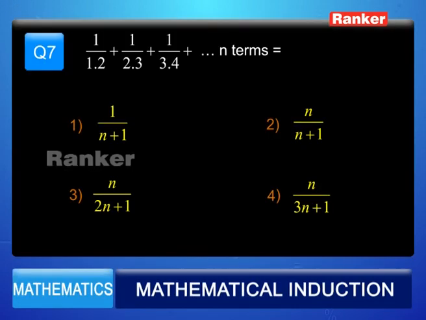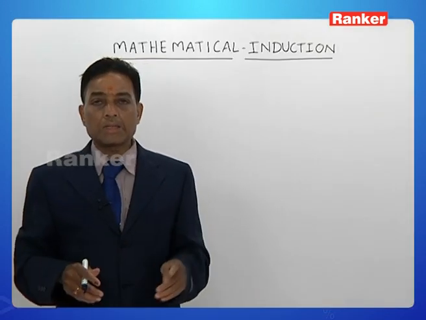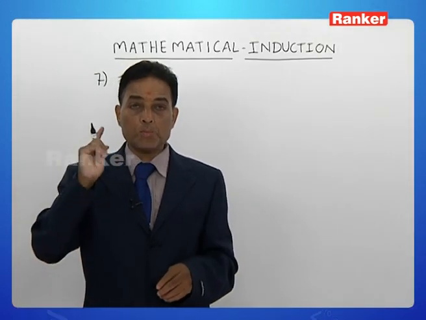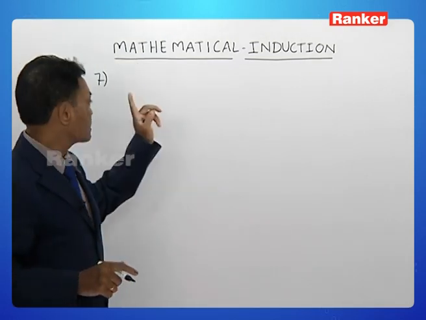Question number 7. 1 by 1 into 2 plus 1 by 2 into 3 plus 1 by 3 into 4, and so on up to n terms. Here also the nth term is not given, but they are asking for the sum of n terms, not the nth term. 4 options are there. First option 1 by n plus 1, second option n by n plus 1, third one n by 2n plus 1, fourth one n by 3n plus 1.